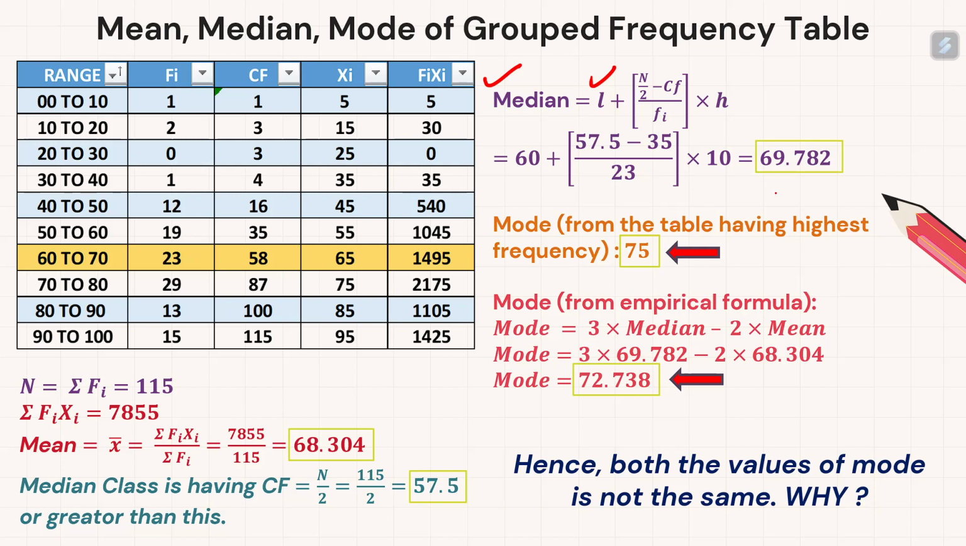And Fi is the frequency of the median class. So putting all the values, we are getting 69.782, that is the median. 69.782 is the median.